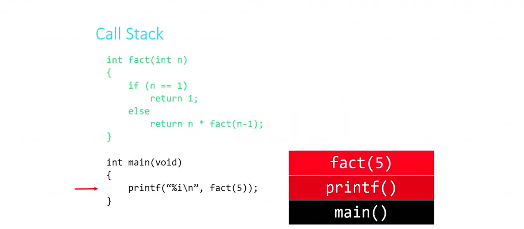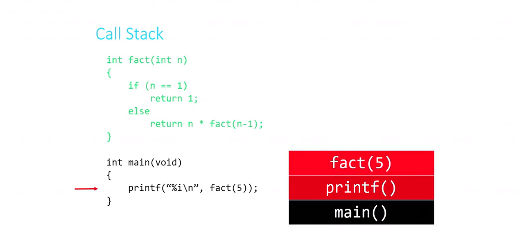As soon as it does that, main is kind of on pause. It's hanging out right here, waiting for printf to do its work. Well, what does printf have to do? It just has to print out a number, but it has to print out factorial of 5. But it doesn't know factorial of 5. It has to make a function call. So printf then goes on pause and waits for factorial of 5, which now becomes the new active frame.